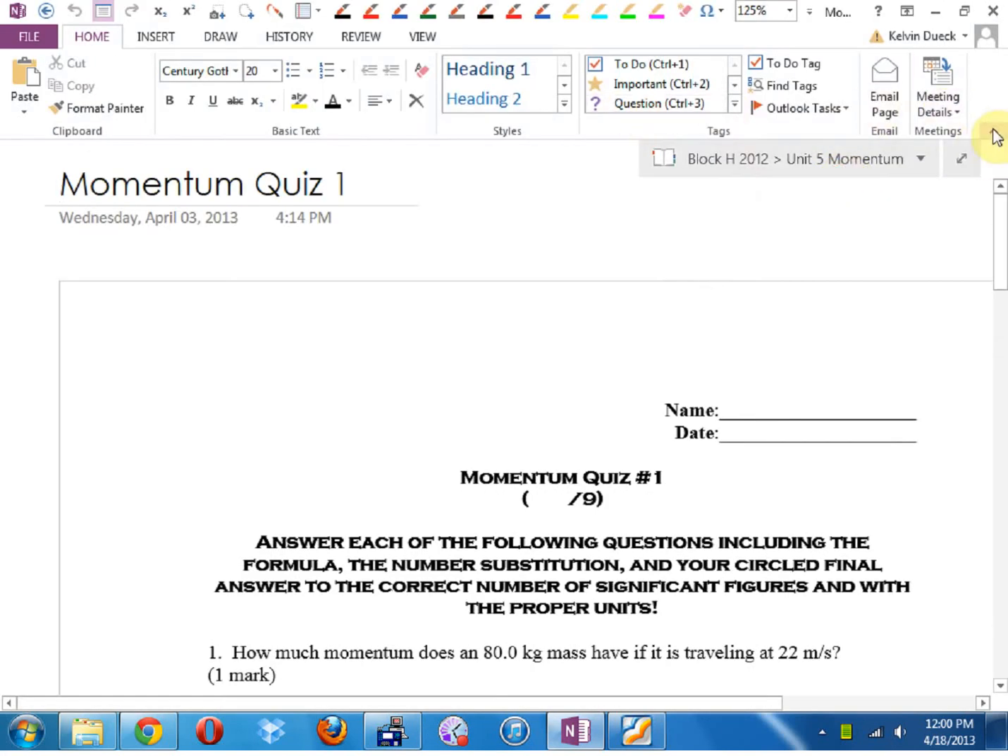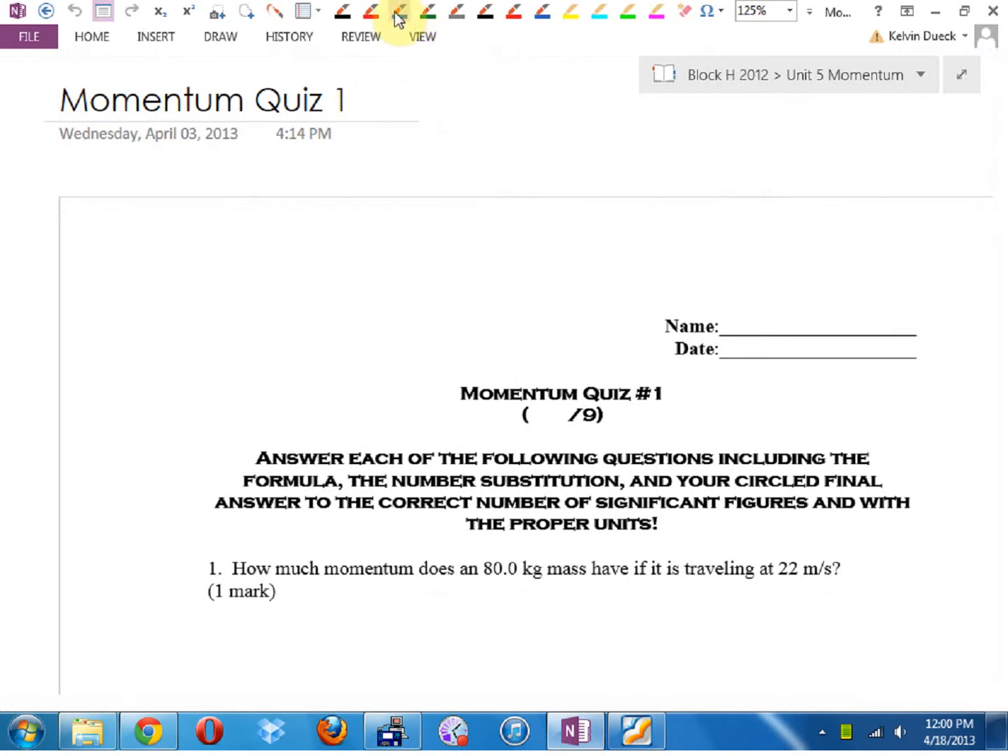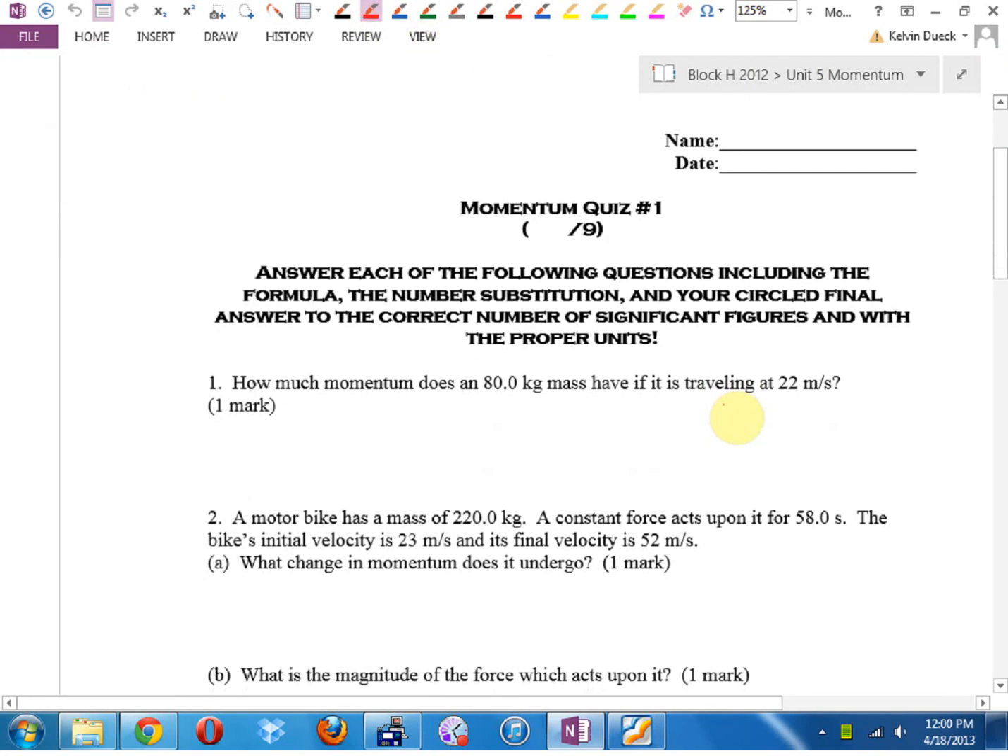So we're going to start off fairly plug and chuggish, and then we're going to get more conceptual. Number one, how much momentum? This is really quizzing or testing. Do you understand the definition of momentum? We said that momentum was equal to mass times velocity.